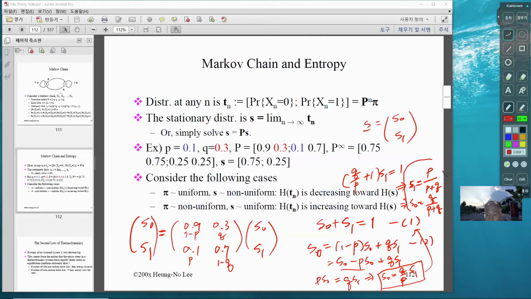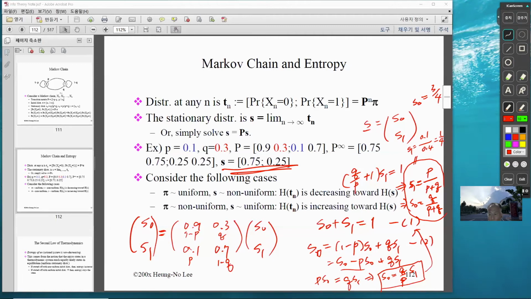So we obtain the general expression, and then if I apply this P and Q, then S1 is equal to P is 0.1, and P plus Q is 0.4, so this is 1 over 4. Then S0 should be 3 over 4. So that is exactly what we have right here. So that's a little bit about the Markov chain.